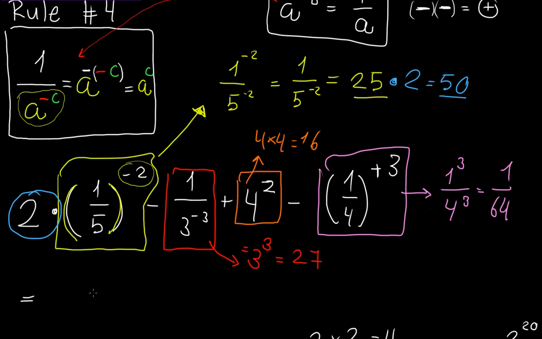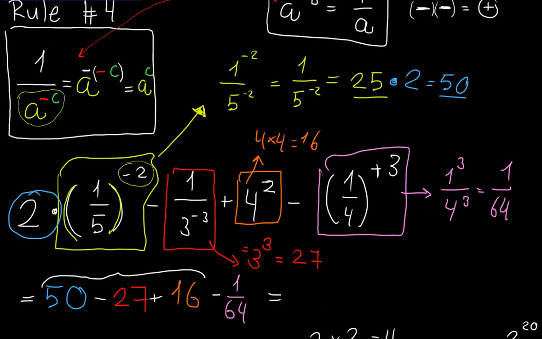So we have, I'll use the same color, 50, minus 27, very careful, minus 27. We have a plus 16. And then we have a minus, very scary number, 1 over 64. Now I'm not going to simplify this. At least I'll simplify these three numbers right here. So these three numbers, when we put them together, the difference right here.